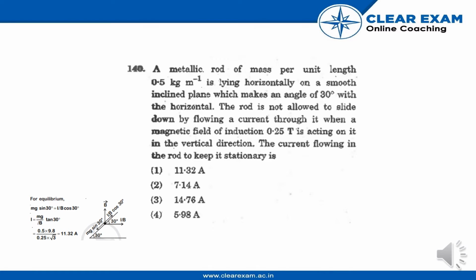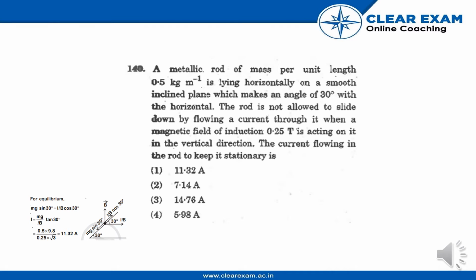A metallic rod of mass per unit length 0.5 kilograms per meter is lying horizontally on a smooth inclined plane, which makes an angle of 30 degrees with the horizontal. The rod is not allowed to slide down by flowing a current through it when a magnetic field of induction 0.25 T is acting on it in a vertical direction. The current flowing in the rod to keep it stationary is?